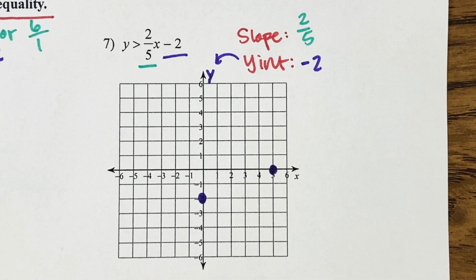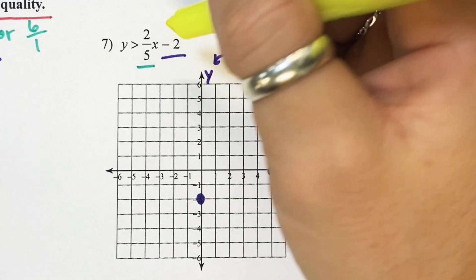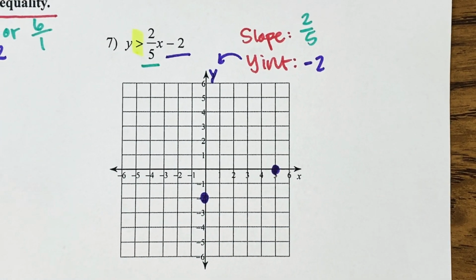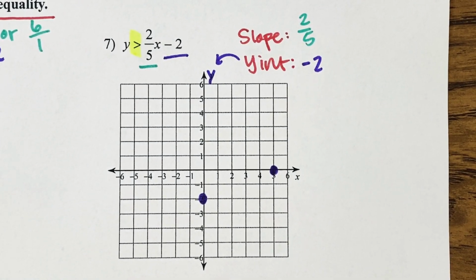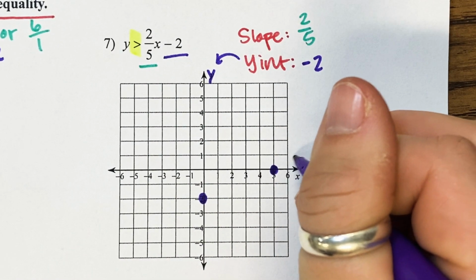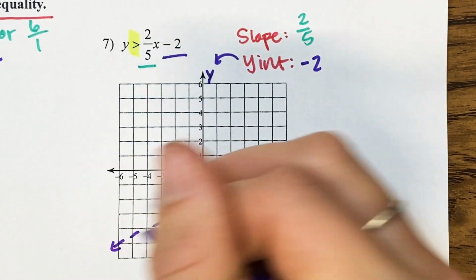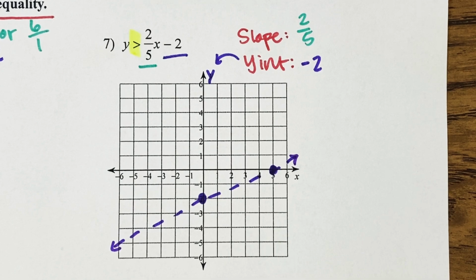Okay, we did steps 1 and 2, but before we can connect these 2 points, we need to decide, are we going to connect it with a solid or a dotted line based on our sign? This one is going to be a dotted line. Okay, so dotted line connects these 2. Arrows on the end. And now our last step is going to be to shade.